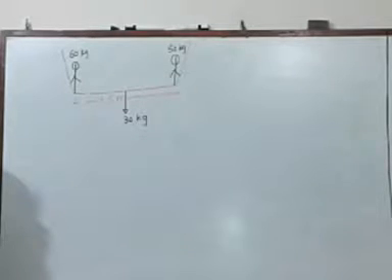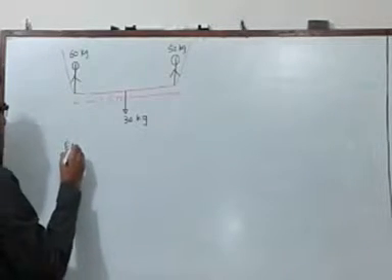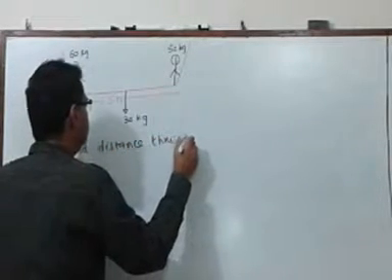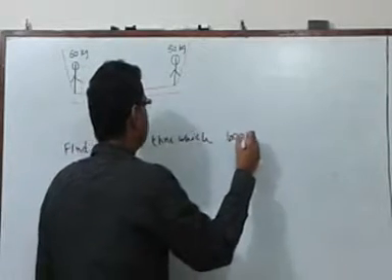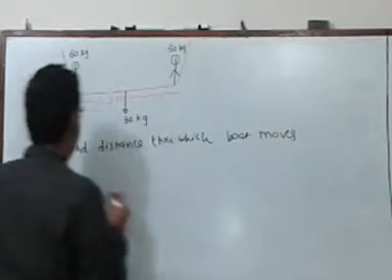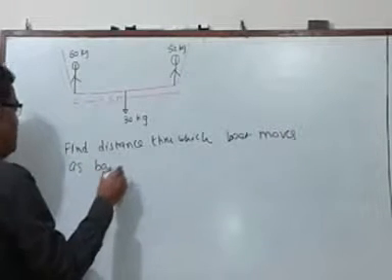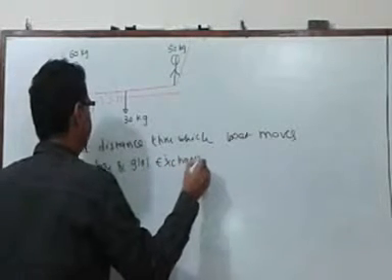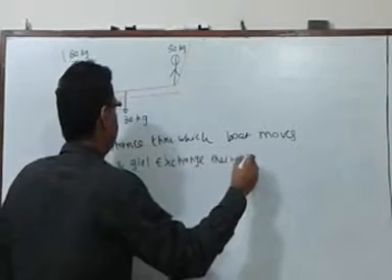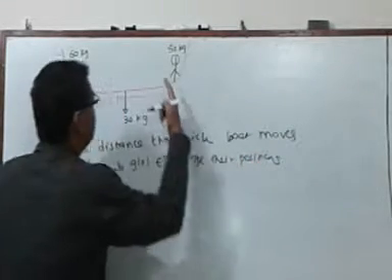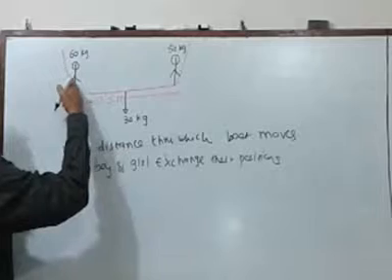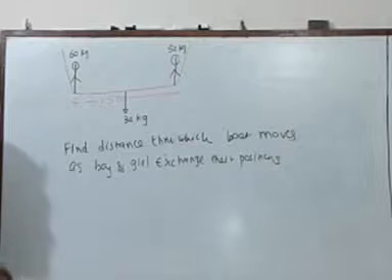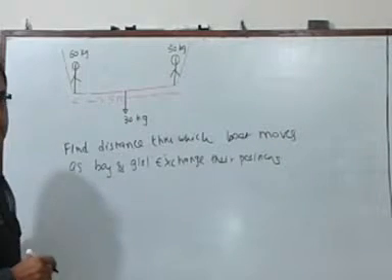The question is, find the distance through which the boat moves as the boy and girl exchange their positions. That is, when the girl walks over and takes the position of the boy and the boy walks over and takes the position of the girl, we are supposed to find by how much would the boat move.